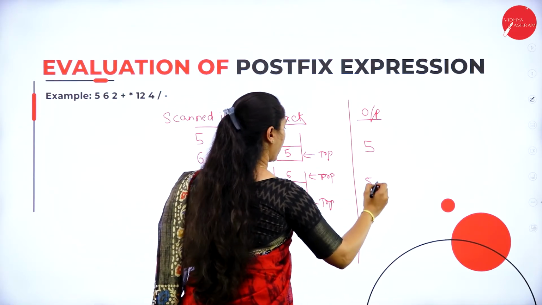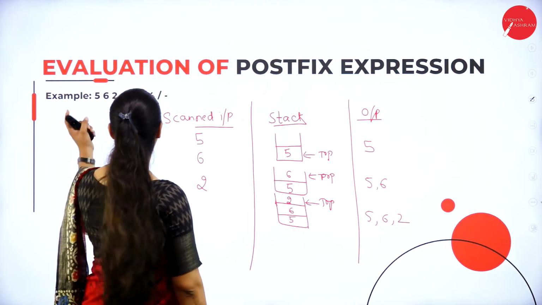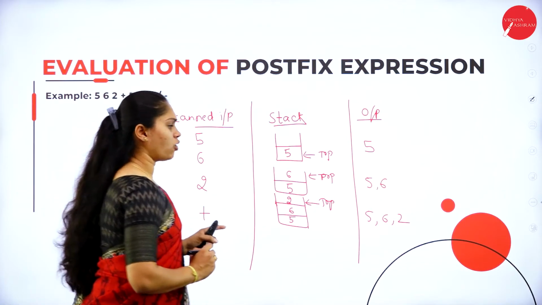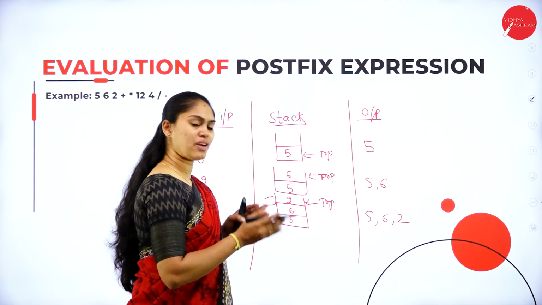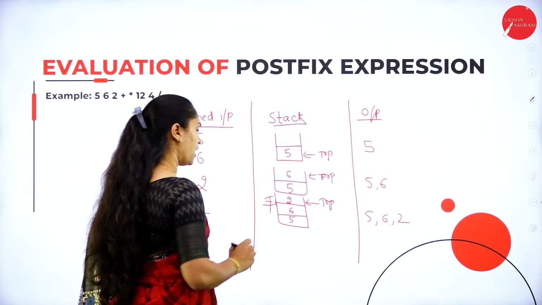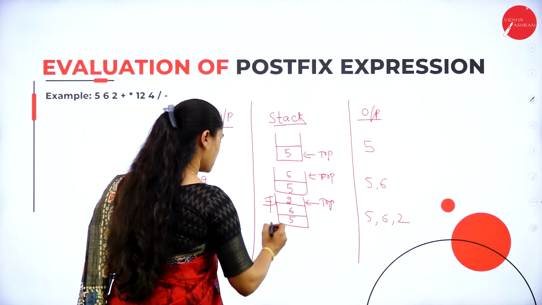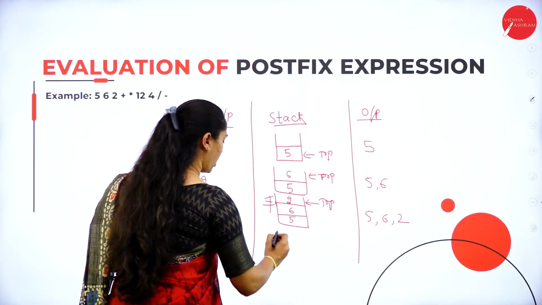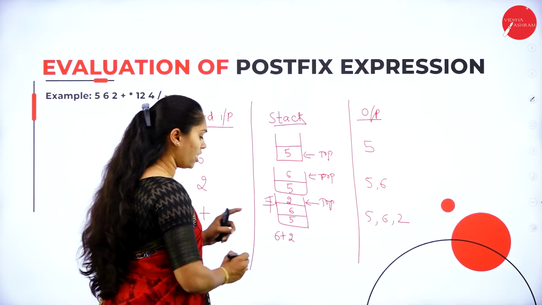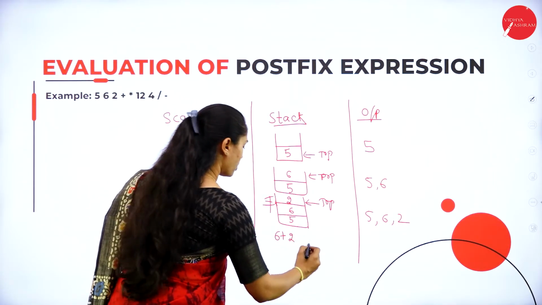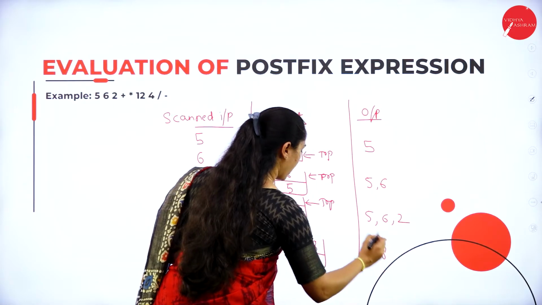Fine. So here I have 5, 6. Here I have 5, 6, 2. Next, what do I have? Plus. If I find any operator, then I need to pop the first 2 operands from the stack and perform the respective operation. So now I need to pop this 2 and 6. 6 is operand 2. This is operand 1. So 6 plus 2. We have a plus operator, so I have to perform the operation called addition. 6 plus 2 will be 8. So now what do we have in the stack? 5 and 8. So now it becomes 5, 8.